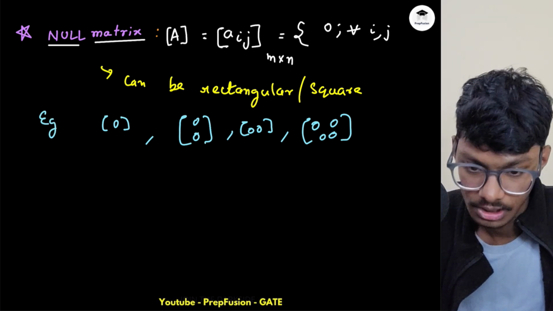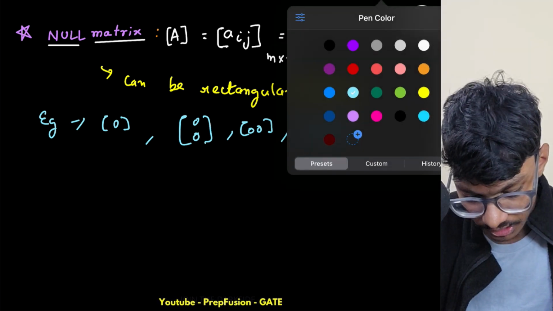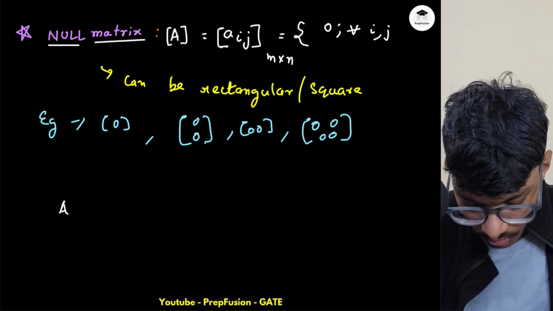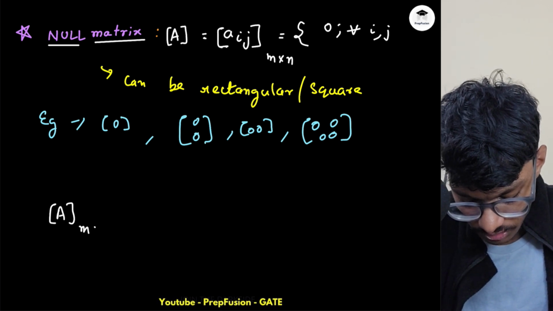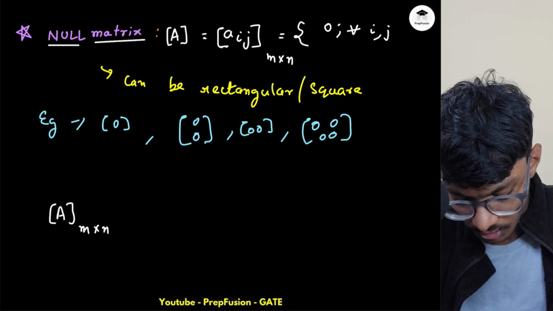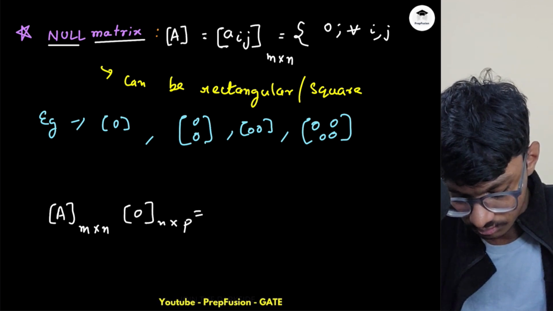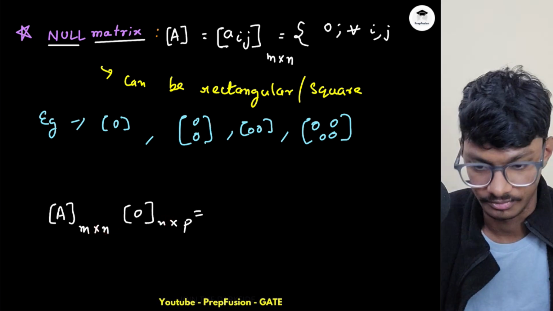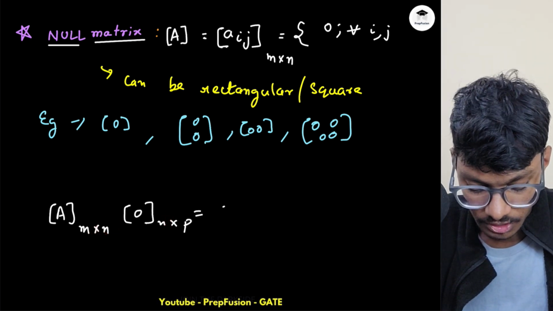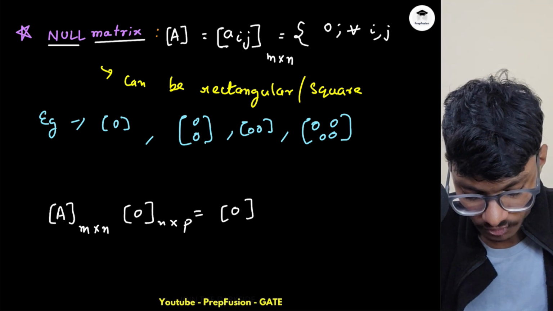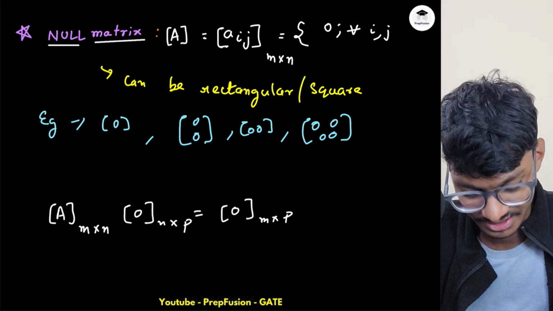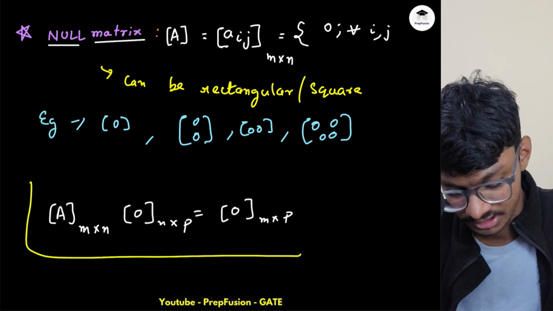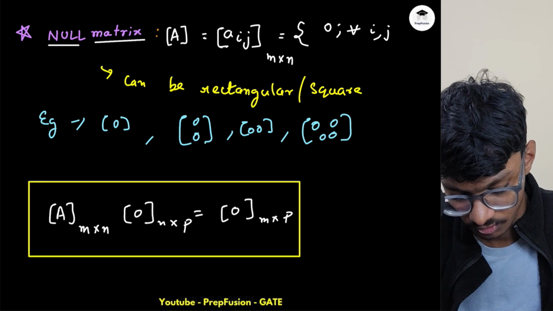These are the examples. Another property is that A of order M cross N into a null matrix of order N cross any order P, where obviously the number of columns of the first and rows of the second have to be the same, will always be equal to a null matrix of order M cross P, because you're multiplying all zeros, so it will be only zero. This is self-explanatory. I hope you are able to grasp this.